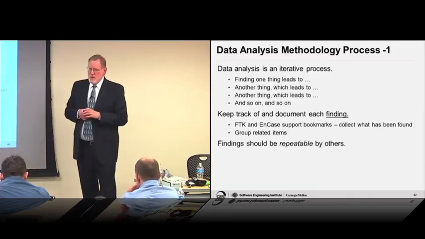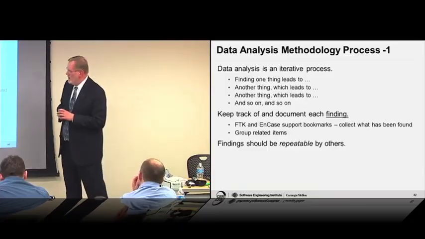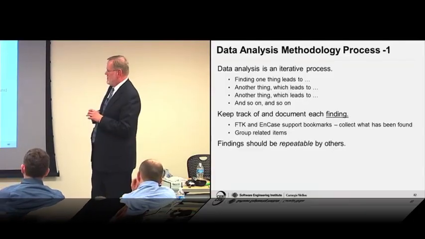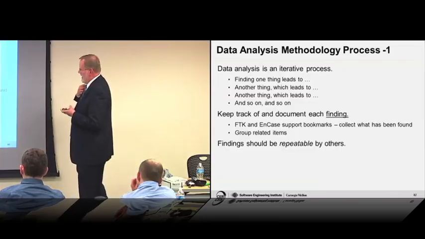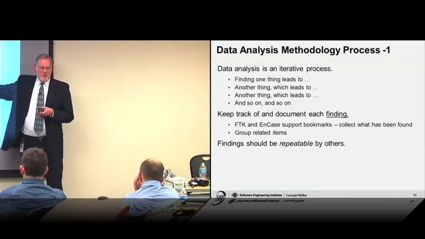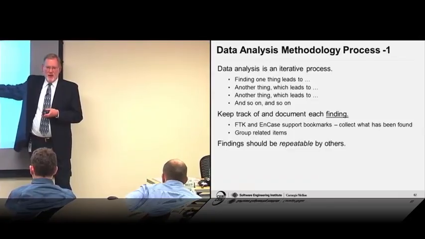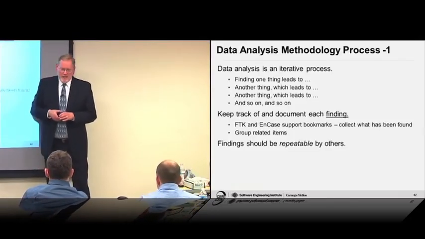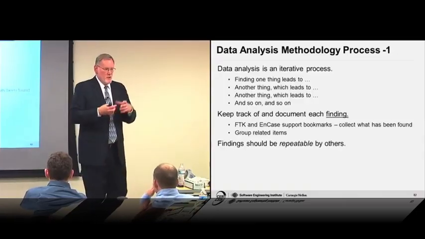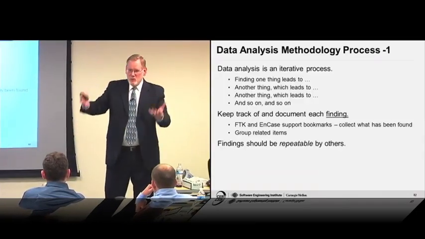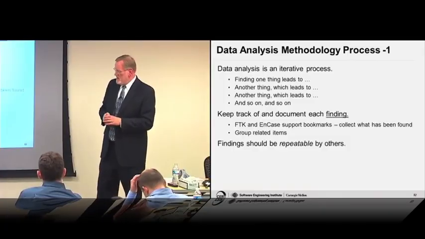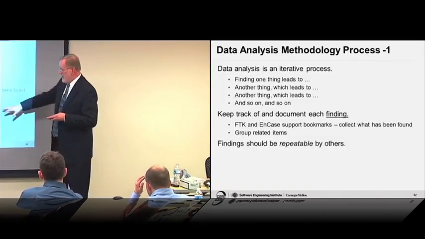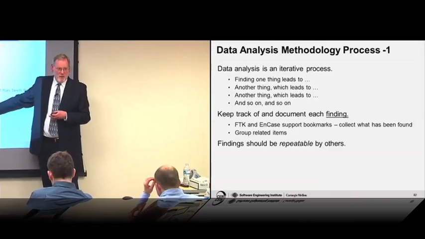So essentially when you're doing an analysis, if you've never done one, you find one thing that leads to another thing that leads to another thing, and so on. What you as the analyst are doing is keeping track of each thing that you find. Oh, I found this here, and this led me to here, and I found this. Things like NCase and FTK let you keep bookmarks where you can arrange your findings in a way that makes it easy for you to find them.